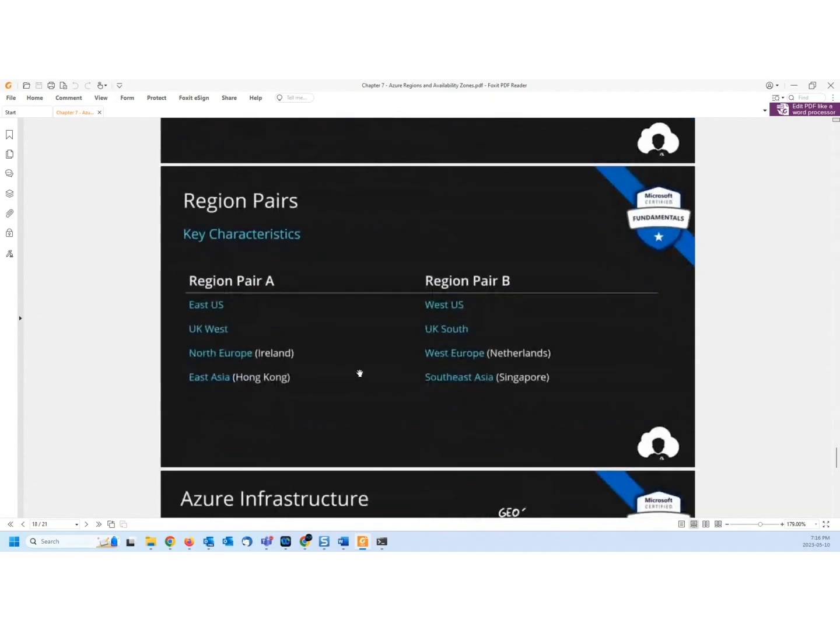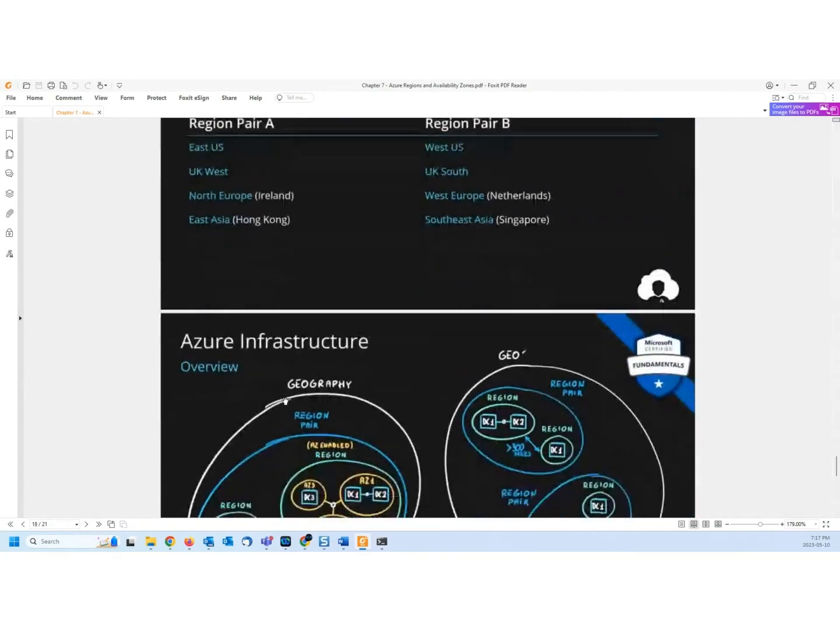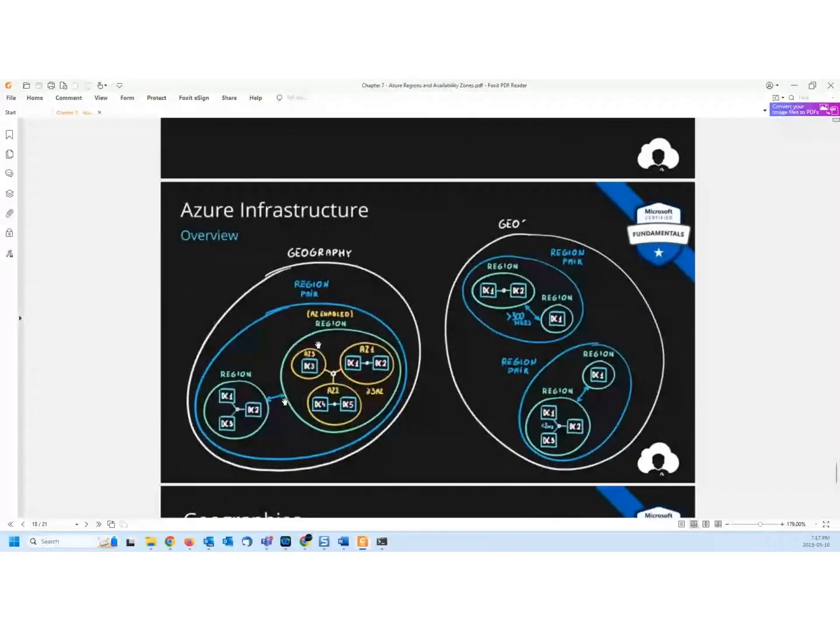Some of the region pairs they mention are East US and West US. East US might have 2 regions or 3 or 4 data centers merged together. So you have to understand the whole dynamics of this. The last part is the geography, where they are geographically located. That's what you see on the map.